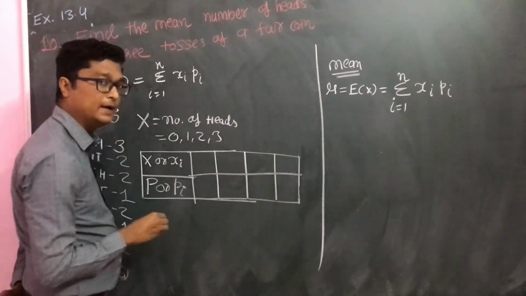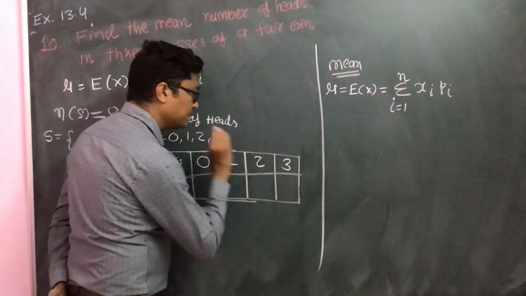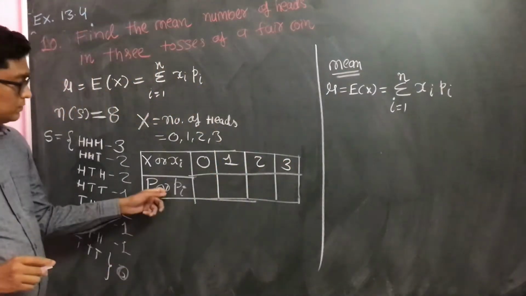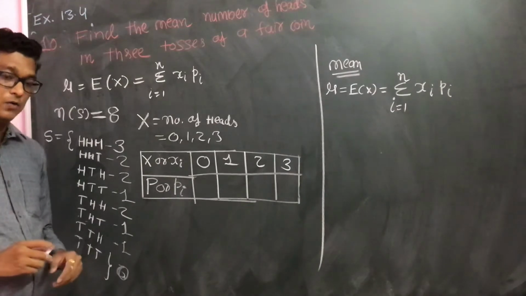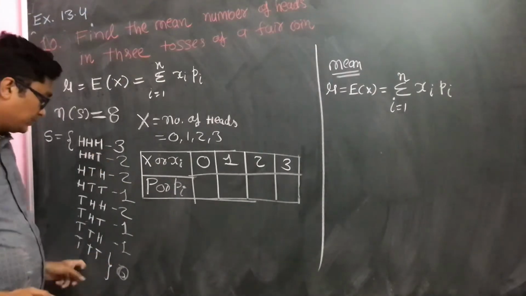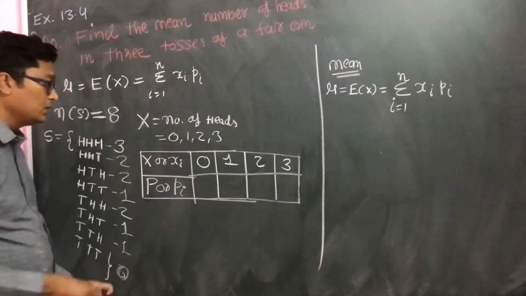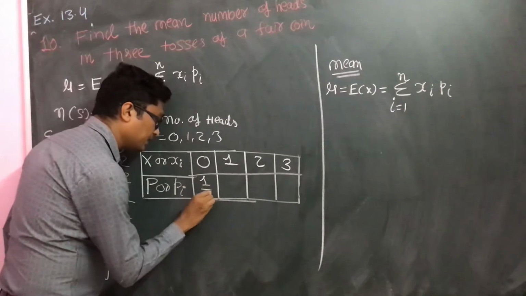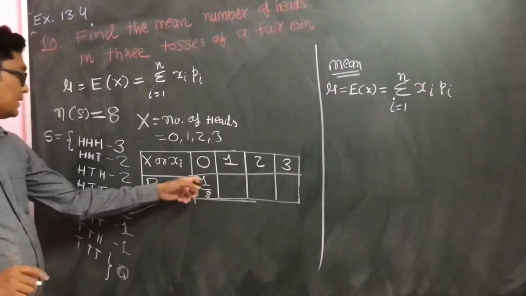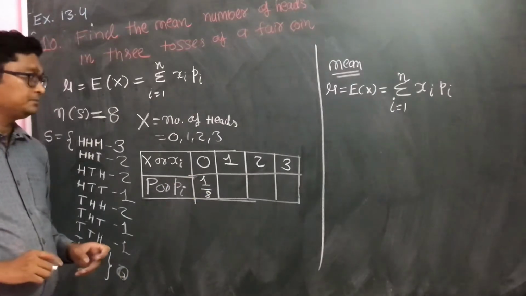So I am writing the same thing in my PD table, okay? So 0, 1, 2 and 3. Now it's time to find out the probability for each one, okay? So how many times is x equal to 0 here? You can see that only one combination, triple T, is there, so I can write it over here, it is 1 by 8, right? 8 is the total outcomes, so probability will be 1 by 8.